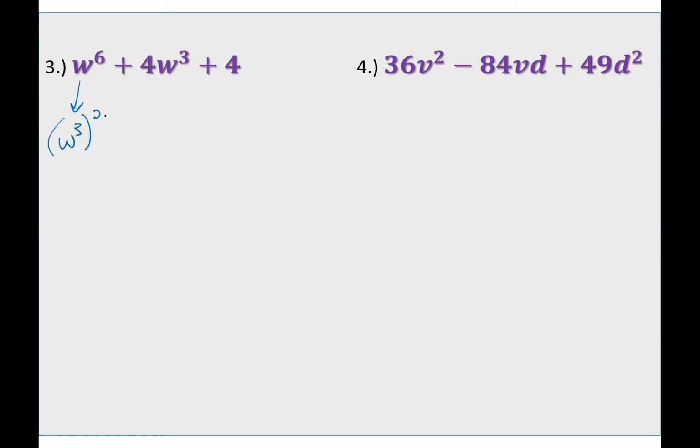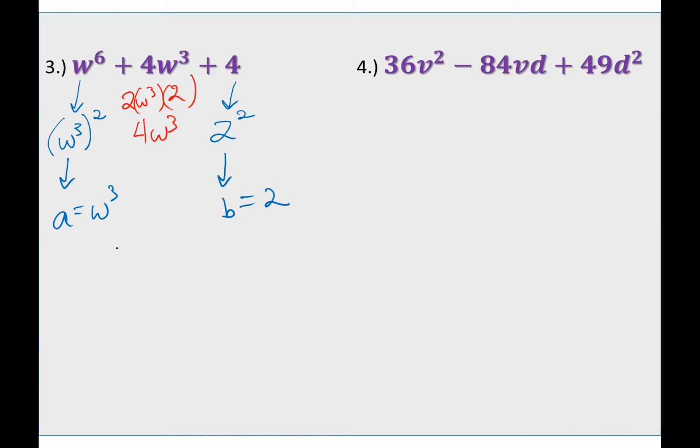So this is really equal to w to the third squared, right? See how I'm just kind of dividing that exponent by 2? And then is my last term a perfect square? Yes, it is. 4 is equal to 2 squared. So I can just say a is w to the third, and then my last term b is 2. So let's just check that middle term here. Is that equal to 2ab? 2ab, let's see. 2 times w to the third, and then times 2. Yes, that's equal to 4w to the third.